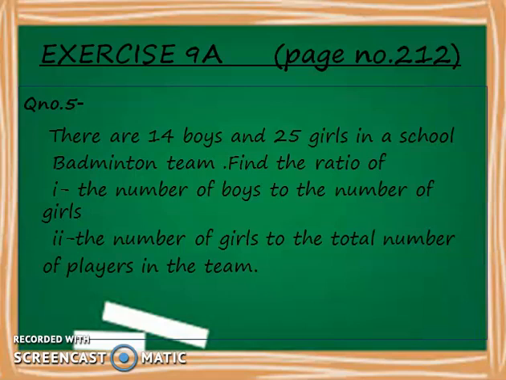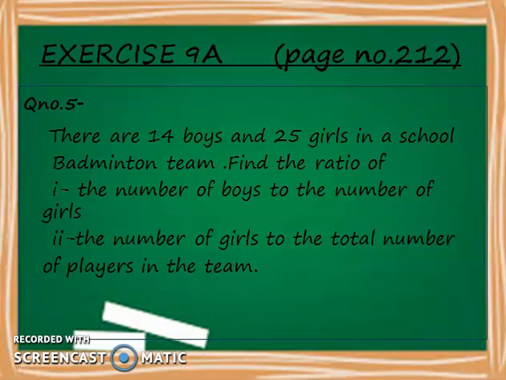Okay, now question number 5 of page number 212, again exercise 9A. I will just read the question. You have to listen to it very carefully. There are 14 boys and 25 girls in a school badminton team. Find the ratio of, first part, the number of boys to the number of girls. The second part is the number of girls to the total number of players in the team. There are two parts of this question.